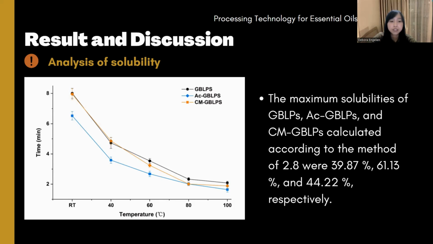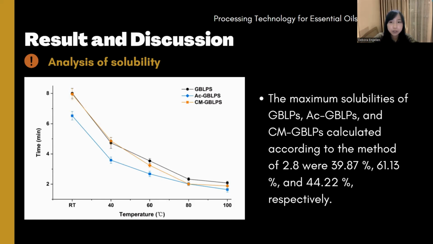The dissolution rate of the three polysaccharides was gradually accelerated with the increase of temperature, and the fastest growth rate was found in the range from room temperature to 40 degrees Celsius, as shown in the figure on the screen. The dissolution rate of CMGBLPS was not much different from that of GBLPS at lower temperatures, but it was faster than GBLPS at higher temperatures, while SGBLPS dissolved faster than GBLPS at all temperatures.